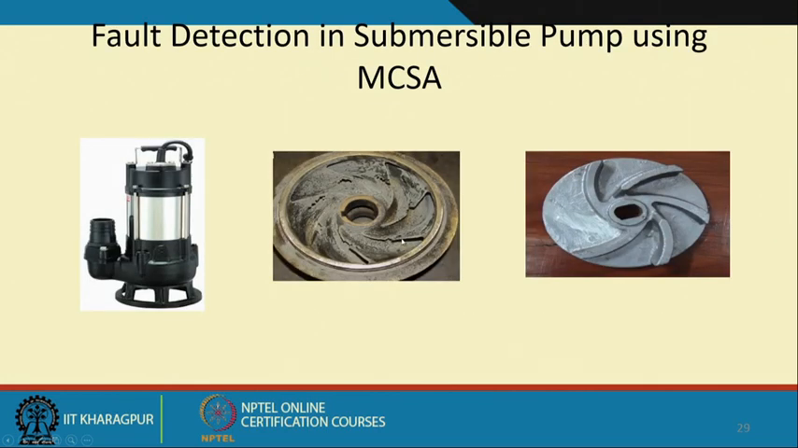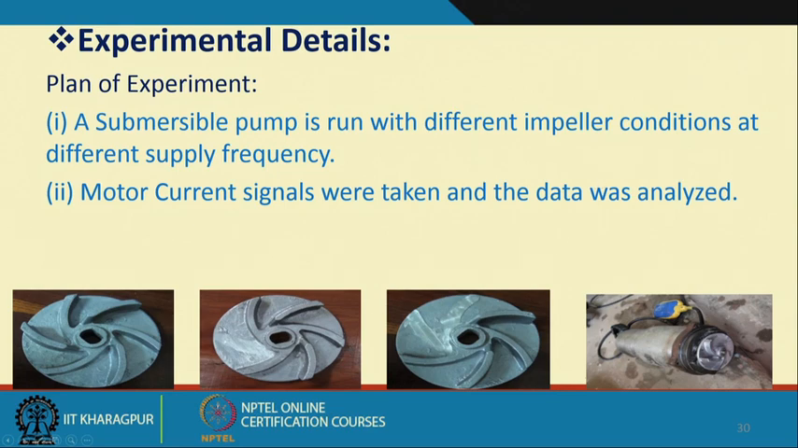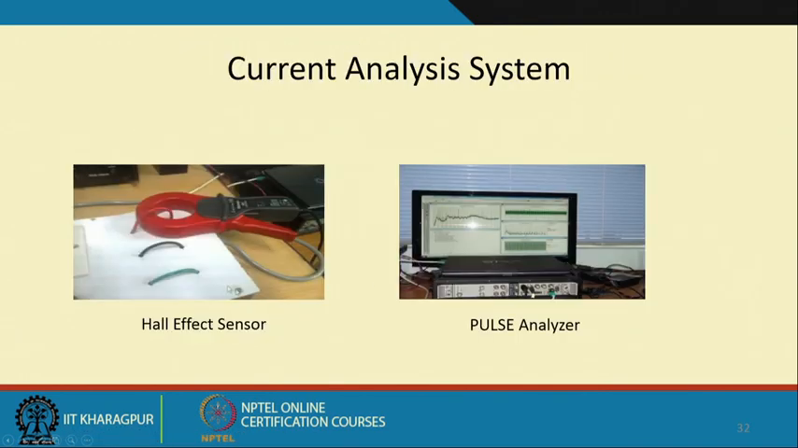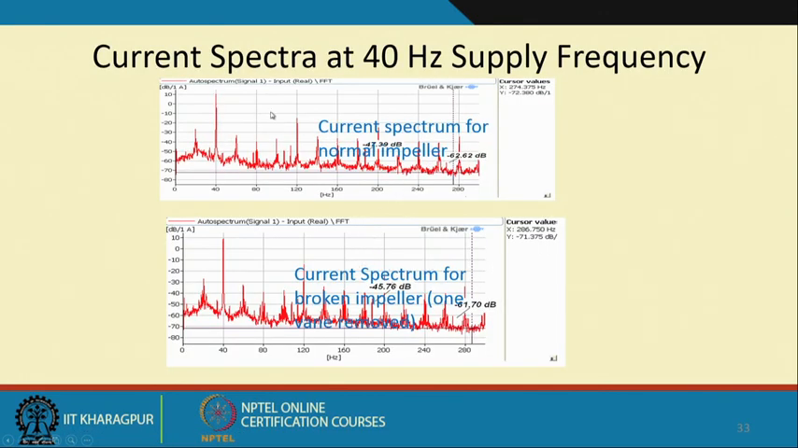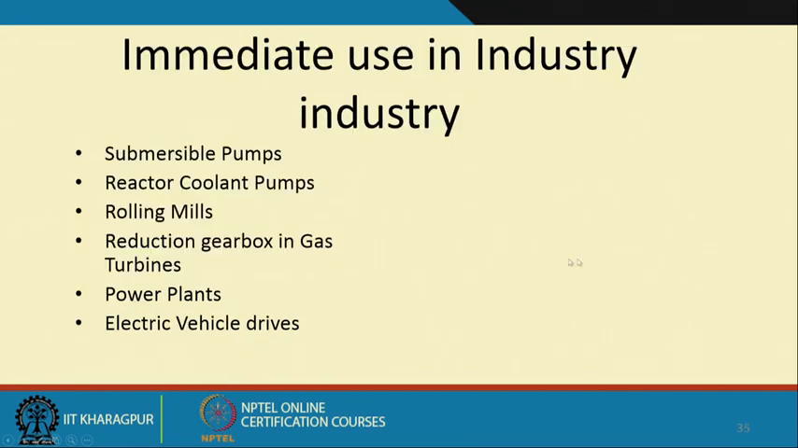The similar thing which we did for the submersible pump also, where we removed the vanes artificially, and then this was done at different impeller conditions. Similarly, the supply frequency, speed controller and the Hall effect sensor were used for the measurement and analysis. And then we can see the current spectra at 40 hertz supply frequency, there will be a lot of sidebands because of the broken impeller vanes. So, again, as the severity of the defect increases, the height of the sideband increases. So, this could be done.